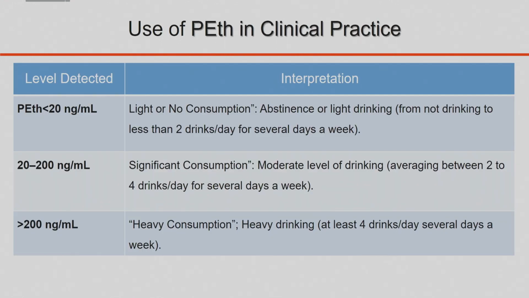And this is kind of how we use the PEth test in clinical practice. A PEth test less than 20 might suggest light drinking or actually no consumption over the past couple weeks. A value between 20 and 200 reflects significant consumption. So if someone does a PEth test and it's 180, this person has been drinking more than you would have thought. And a value more than 200 suggests very heavy consumption.